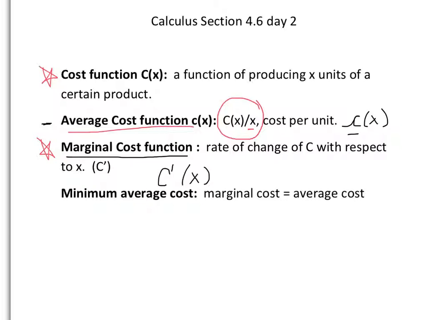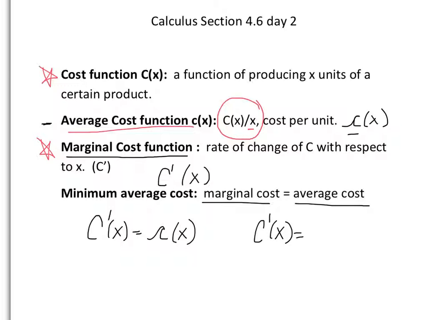All right, so minimum average cost is just a formula. And if you notice, the formula just says when the marginal cost equals the average cost. So, in other words, where capital C prime of x equals lowercase c of x. Another way to look at this is when the derivative of a function equals the function divided by x, because as we can see up here, that's exactly what c of x is, the average cost. All right, so let's see how this works. Let's go to an example.